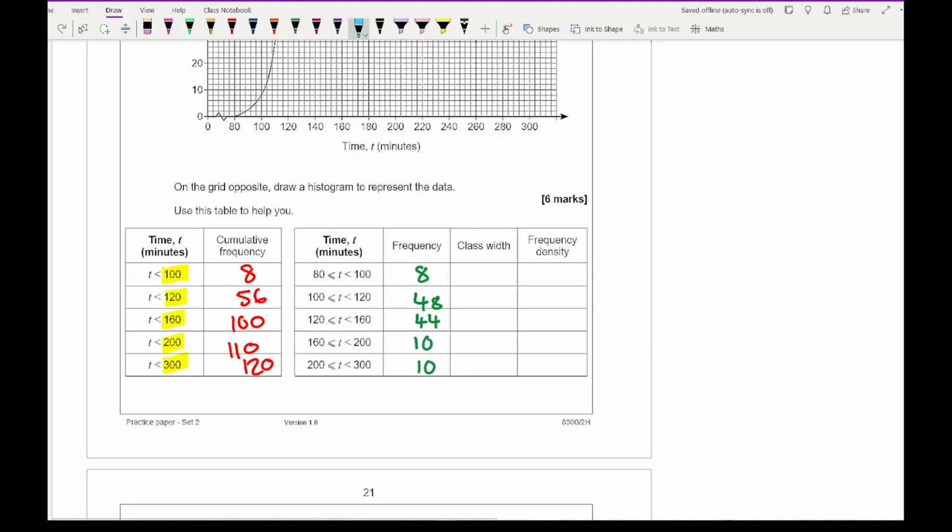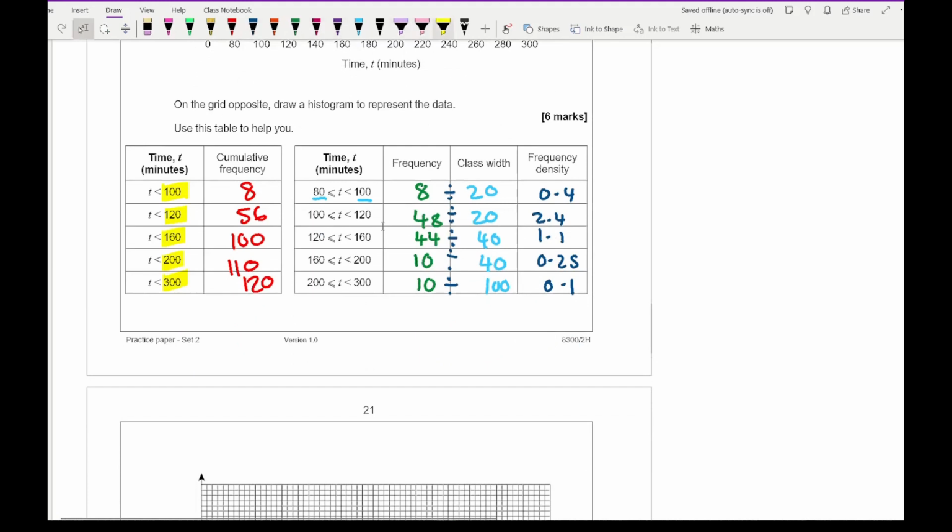So from this I can then work out the class width. It's just a case of taking away the lower bound from the upper bound, so that's going to be 20, 20, 40, 40 and 100. And then from this, I can divide these two numbers to get my frequency density. The frequency density values I should have should be 0.4, 2.4, 1.1, 0.25 and finally 0.1. Now from this, what I want to do is plot these against these 5 values.